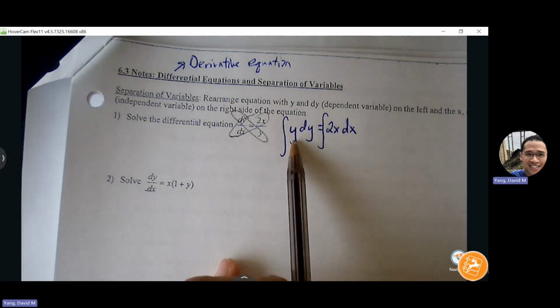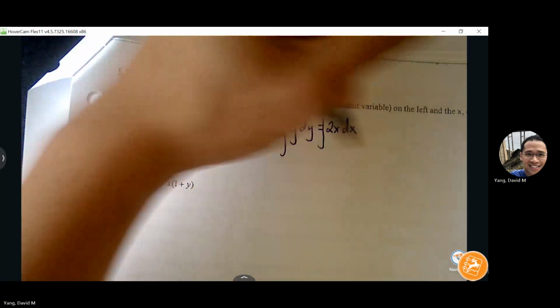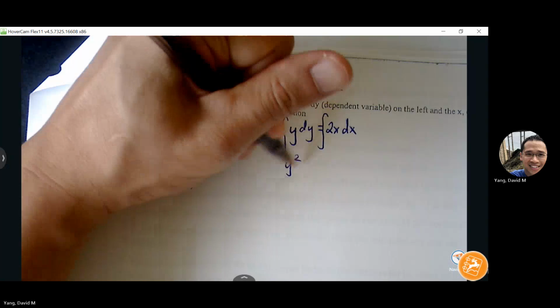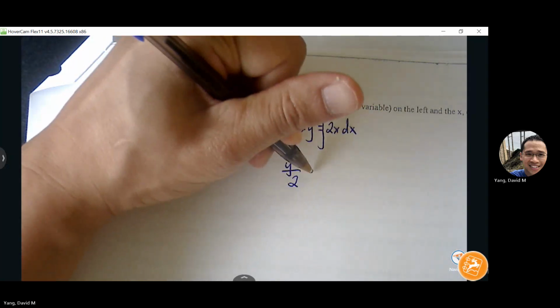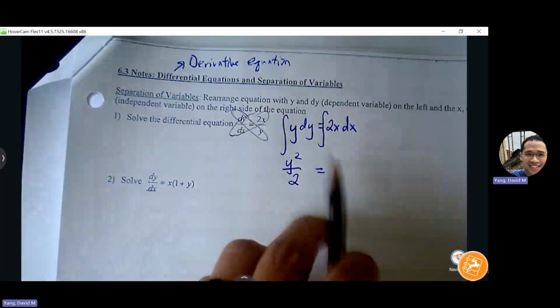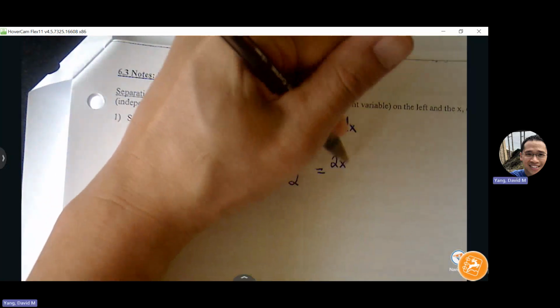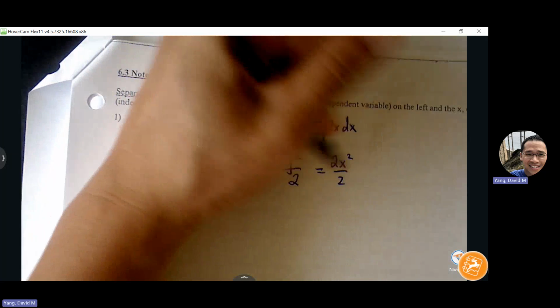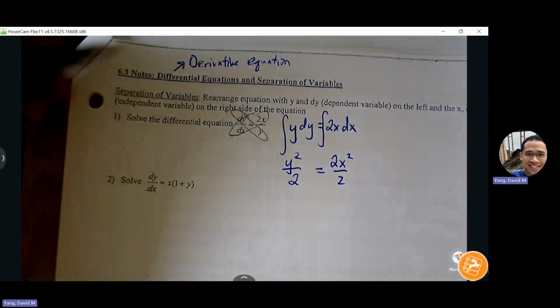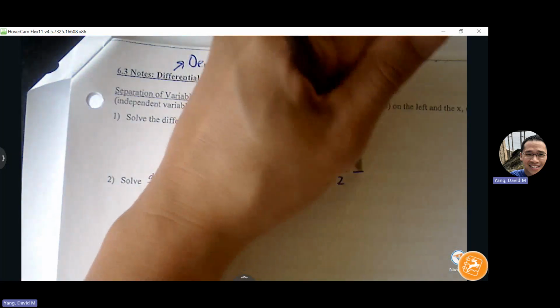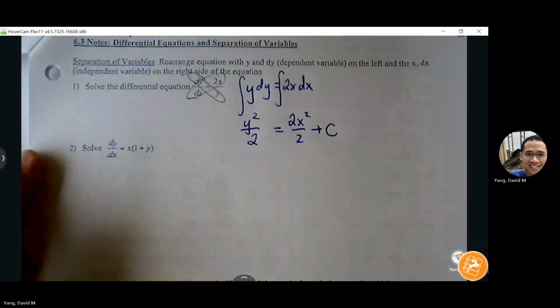Okay, so what does the integral of y become? Yes, y squared over 2. And then 2x becomes what? Yeah, 2x squared over 2. Now both sides produce a plus c, but we're just going to group all the plus c's together and put it on the right side.